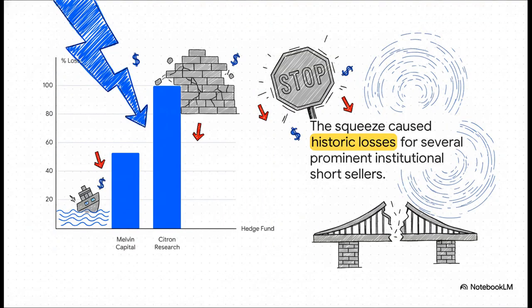And the damage on the other side of this trade was absolutely brutal. The hedge fund Melvin Capital lost a staggering 53% of its entire value in one month. Citron Research, one of the most famous short-selling firms out there, lost 100% on their position and then publicly announced they were done, that they would never publish a short report again. This thing didn't just move numbers on a screen, it ended careers.